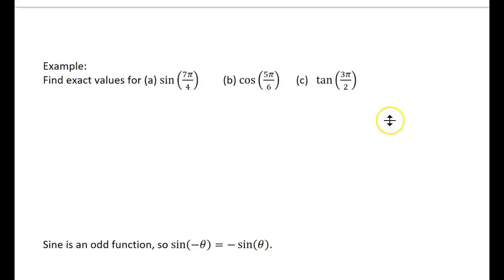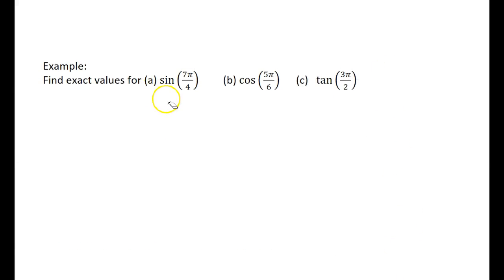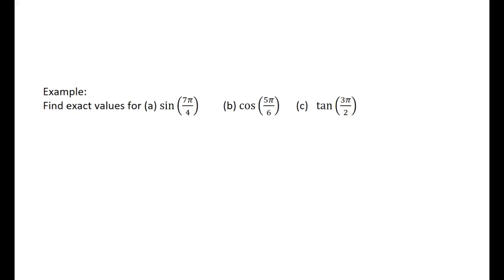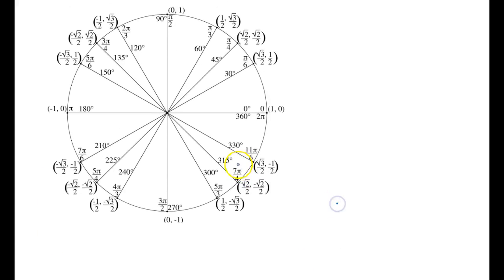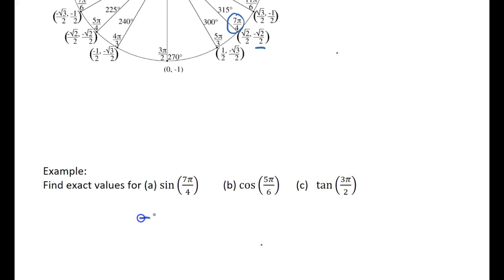Okay, so let's do some more examples. Find the sine of 7 pi over 4. Okay, so we go back to our unit circle. We look up 7 pi over 4. There it is. Sine is the y value, which is negative root 2 over 2. So our answer for that is negative root 2 over 2.